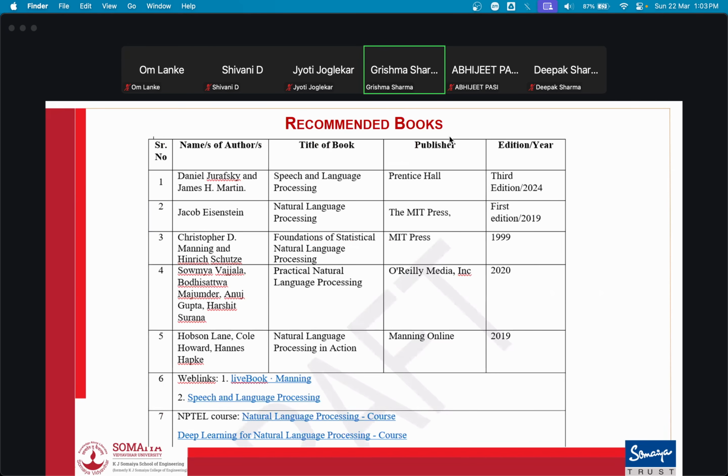And coming to the books, book number 1 is by Jurafsky from Stanford. He's a Stanford professor, so this is a very renowned book. We have the 3rd edition, the recent edition from 2024. Both hard copies and soft copies are available, and enough copies are available in our library also. Apart from this, we have various other books also. Christopher Manning's is also a very good book, that is book number 3. Apart from that, we have various web links from where we can learn these topics.